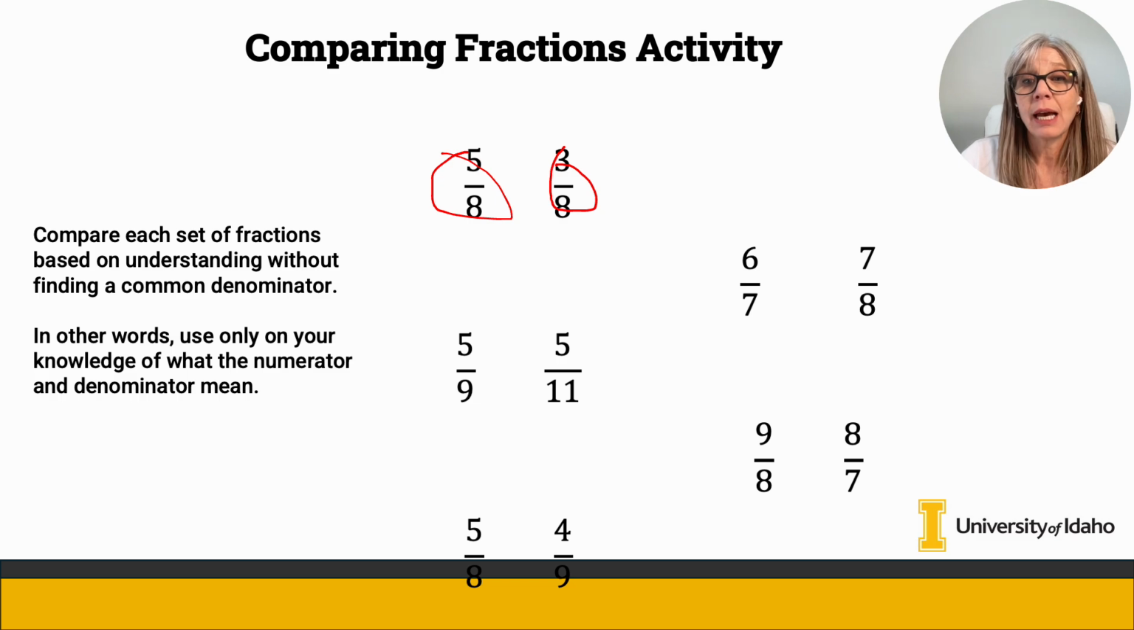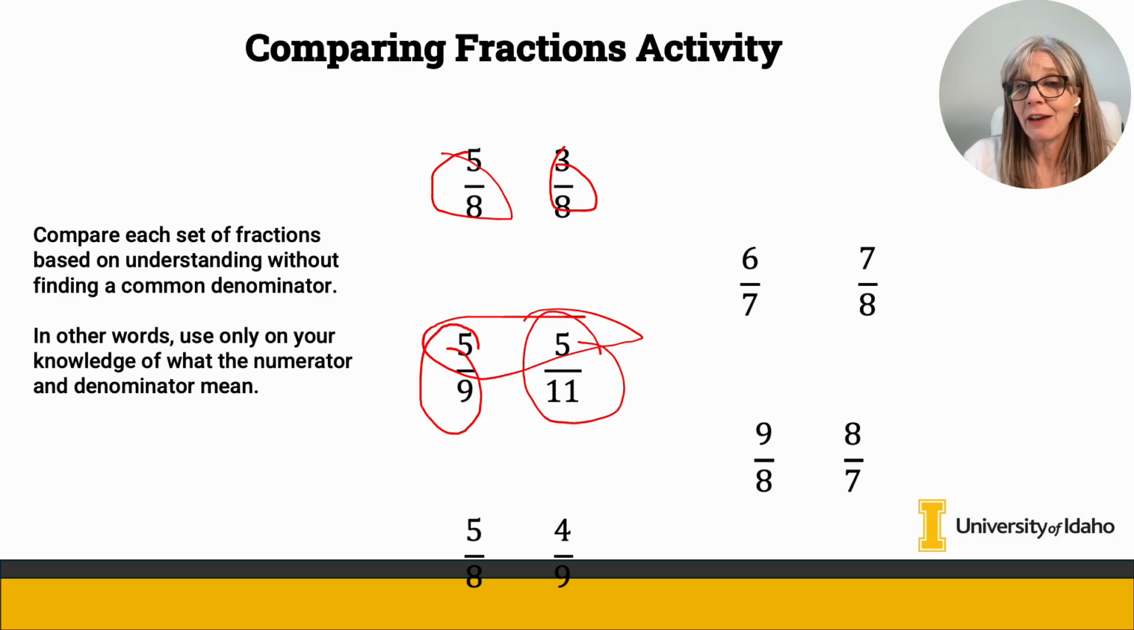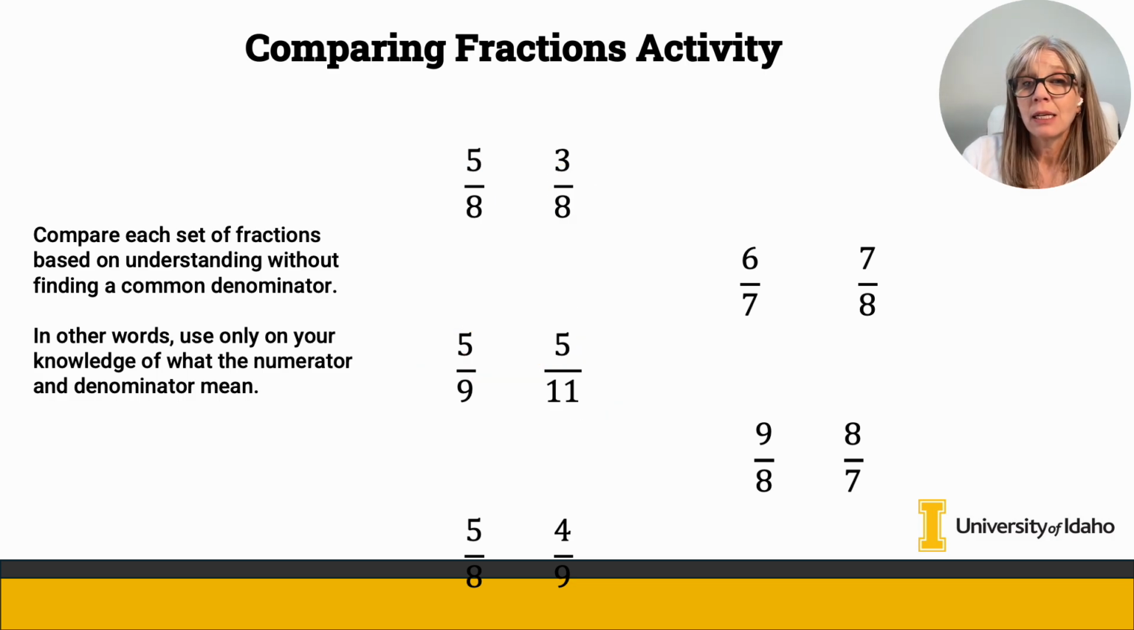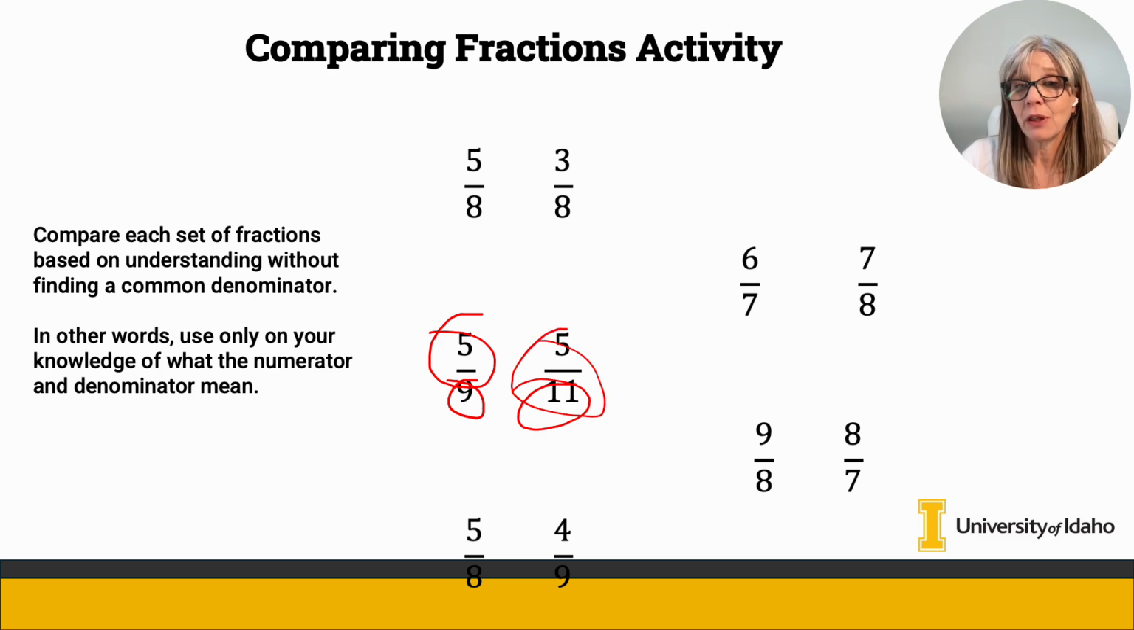So let's look at 5/9 and 5/11. Now, I actually have a common numerator. I can use that understanding. So if I have 5 out of 9 pieces, that's going to be greater than 5 out of 11 pieces. Another way to think about it is the 9 pieces are going to be larger than the 11 pieces. So 5 of these pieces are going to be bigger than 5 of those pieces.